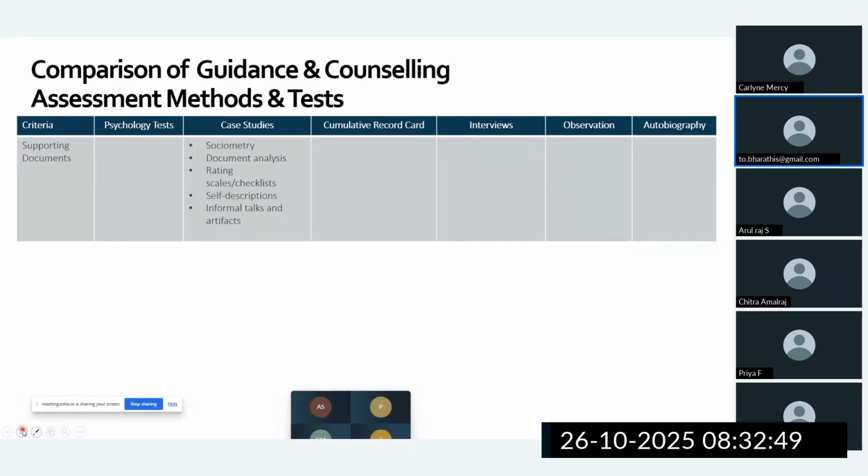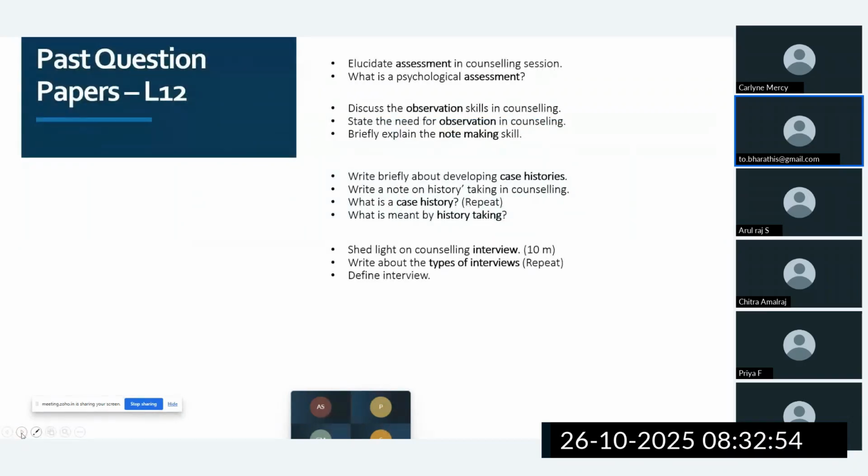So with that, I am completing the session. These are the questions which I found coming in our last 5 to 6 years of question papers, right? It talks about assessment as a whole. What are the psychology assessments? So we may need to cover all these tools, how they converge together and all that. And there were a lot of questions on observation skills, and note making skill is a repeat. Field notes is a repeat.